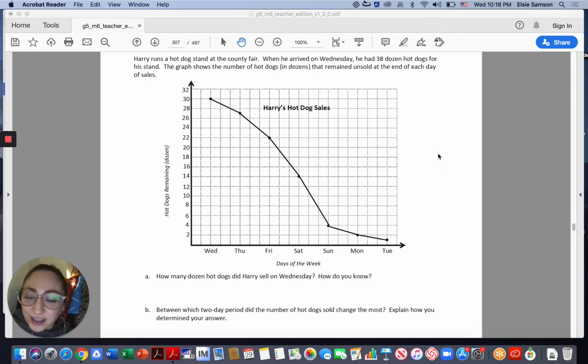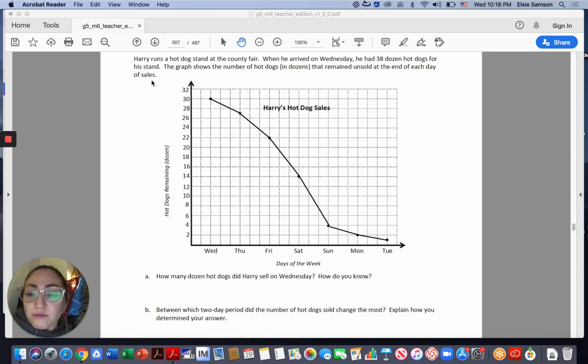At the end of yesterday's lesson, you worked on this problem all on your own about Harry's hot dog sales. So we are going to take a moment to go over this together and see that we understood how to do it and that we feel good about the answers that we now get.